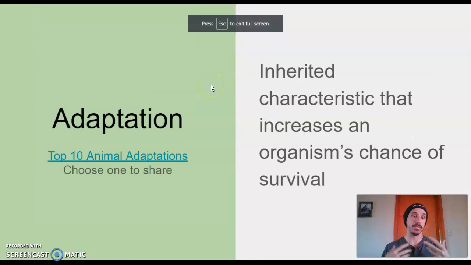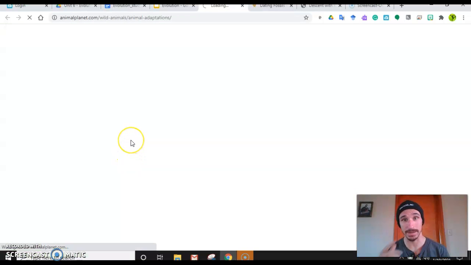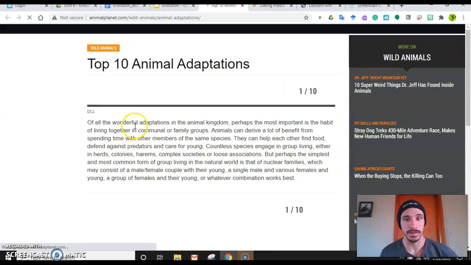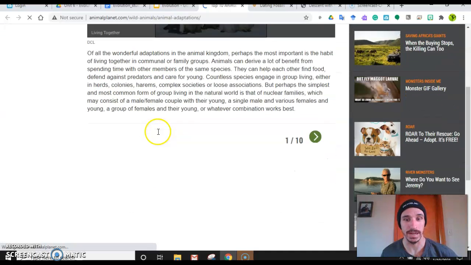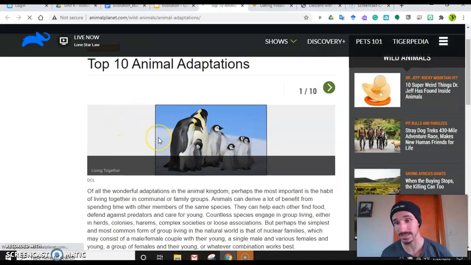Now, we're going to look at adaptation. All right, an adaptation is an inherited characteristic that actually increases an organism's chances for survival. And if you're watching the screencast, I'd like you to click on this, top 10 adaptations. I'd like you to scroll through all 10 of these and read about these adaptations. Some of them are almost miraculous seeming.